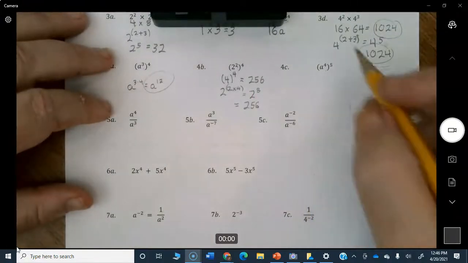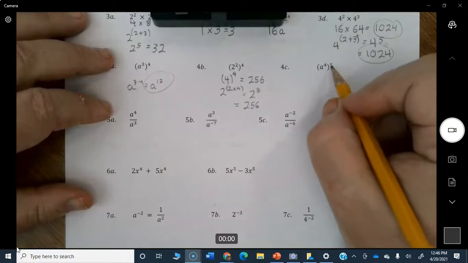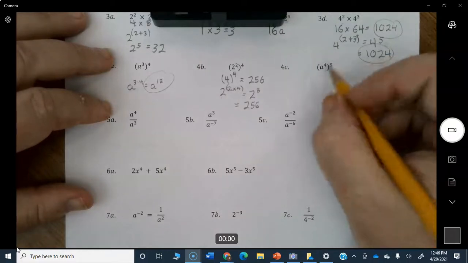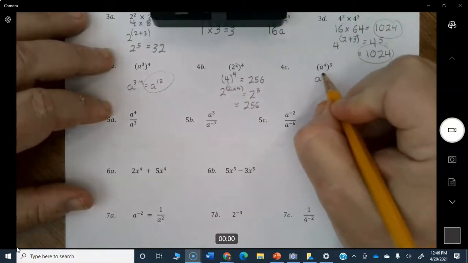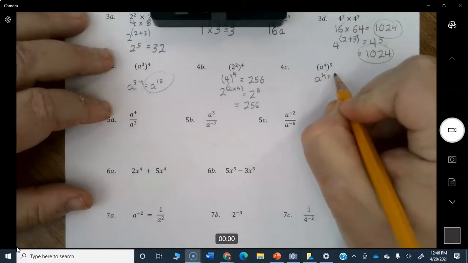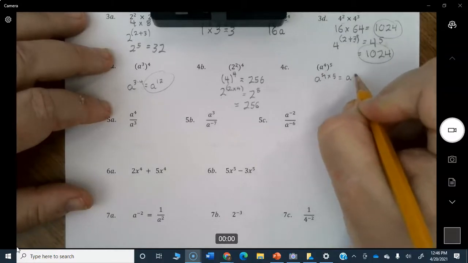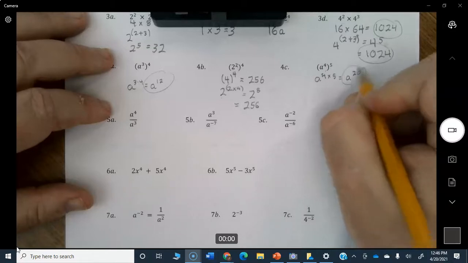All right, how about this one? A to the 4 raised to the 5th, and that's simply going to be a to the 4 times 5, which equals a to the 20th power. Okay.